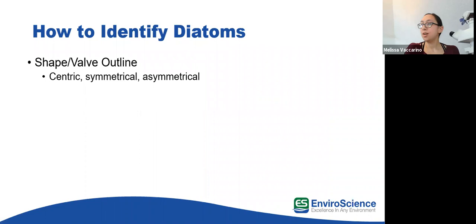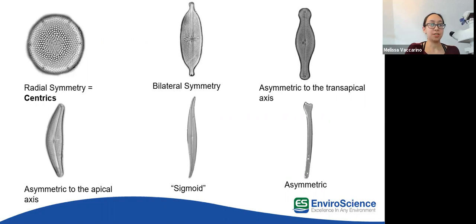So when I try to identify a diatom, one of the first things I look at is the overall shape. Is it centric, symmetrical, or asymmetrical? Centrics are the ones with radial symmetry. So you can slice these like you could slice a pizza pie, say, and you would get two even halves. You have symmetry around a central point.